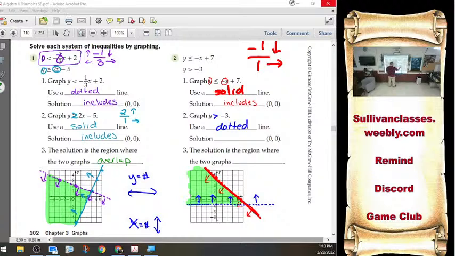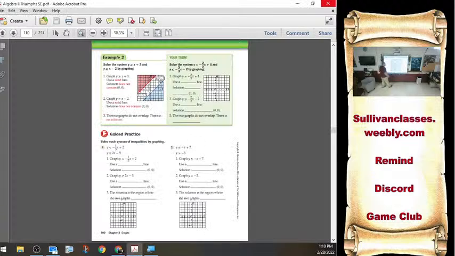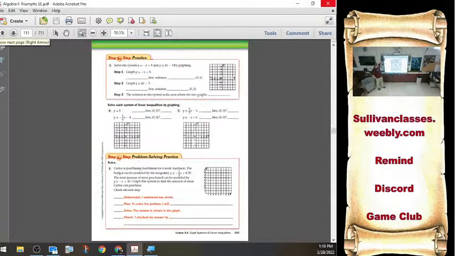Oh, I didn't write our stuff over here. Our solution does, or includes, and it's where they overlap. All right. You feeling okay about this? Yes, sort of. Like, same stuff we've been doing?